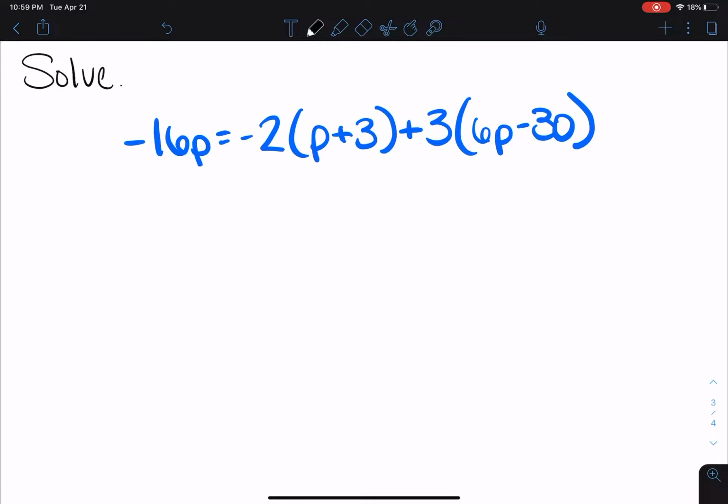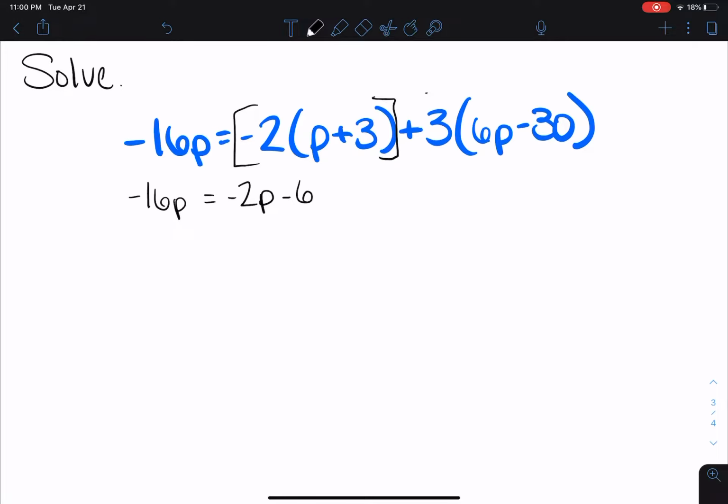So it's the same thing, but we want to find what p is equal to. So I'm going to write 16p, negative 16p equals negative 2 times p is negative 2p. Negative 2 times 3 is negative 6. So the left side, this, we just took care of. All of that simplifies to negative 2p minus 6.